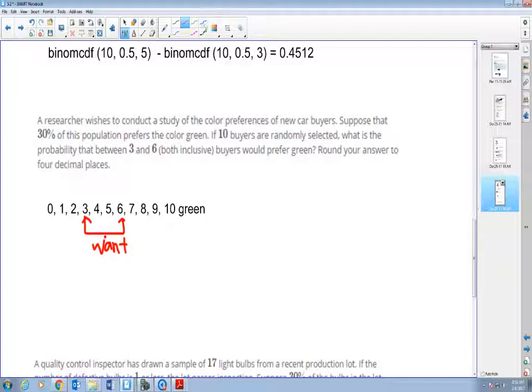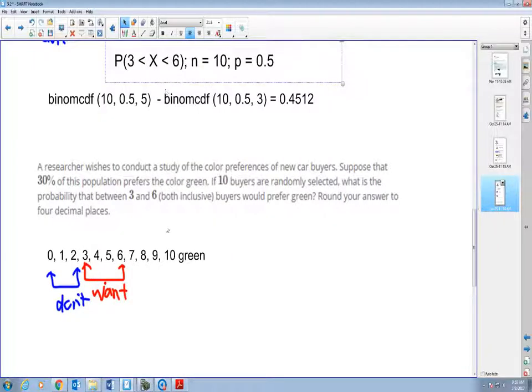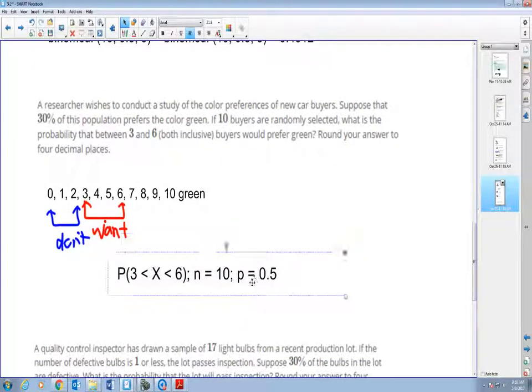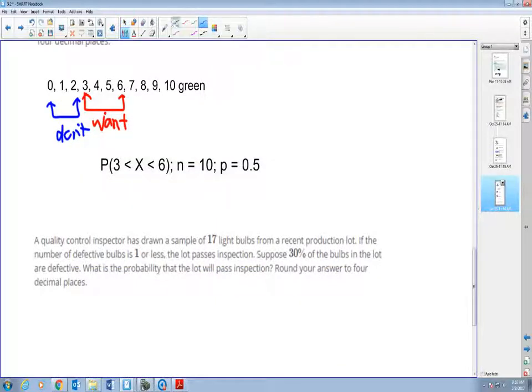Alright, so what I don't want is 0 all the way up to 2 if I do CDF. If I do a CDF, I can figure out 0 all the way up to 6, which includes what I wanted, and subtract off what I don't want. Now that gives me what I wanted. So this problem is literally, excuse me, it's got to be greater than or equal to 3, less than or equal to 6.